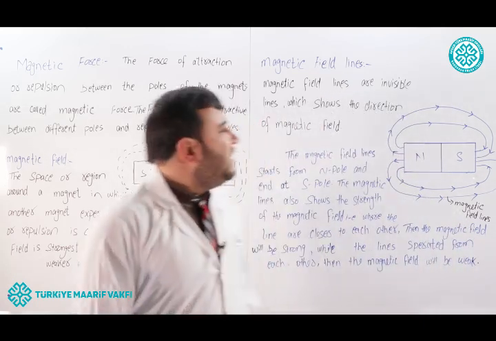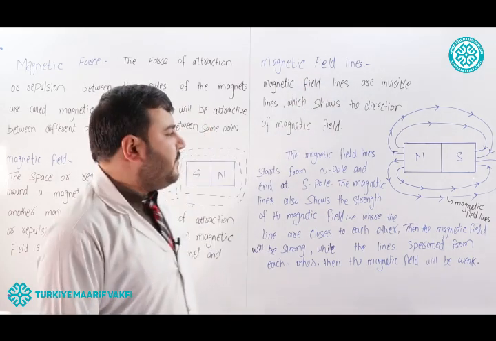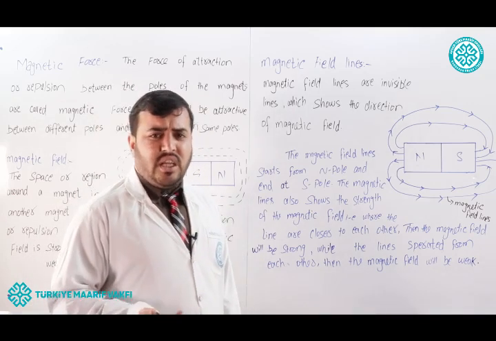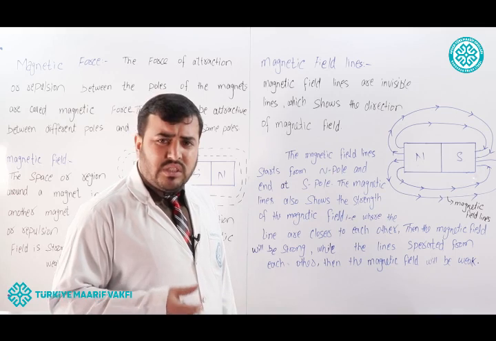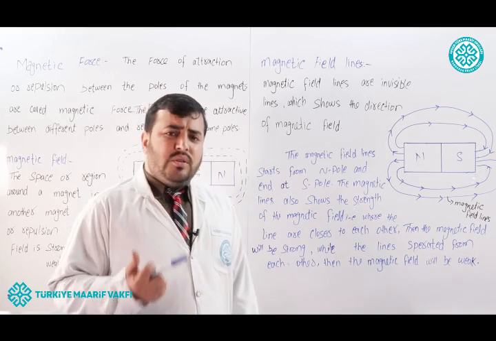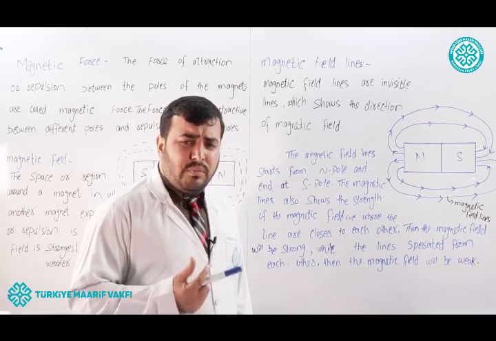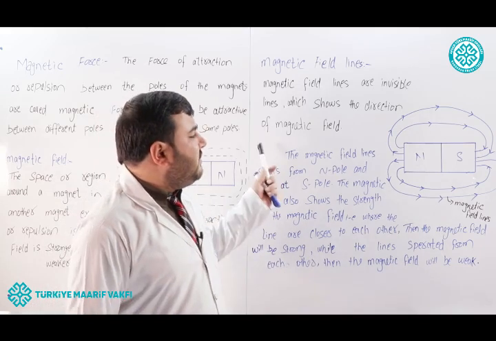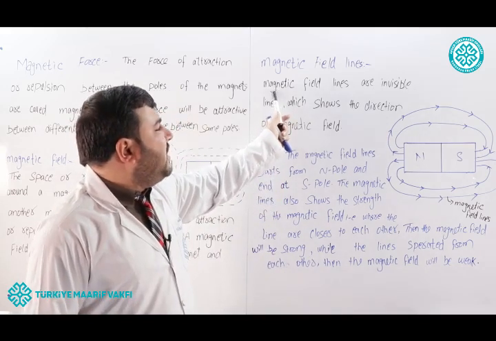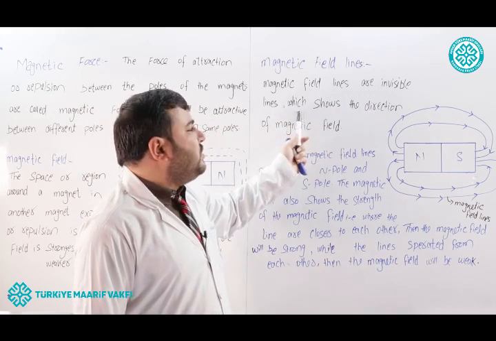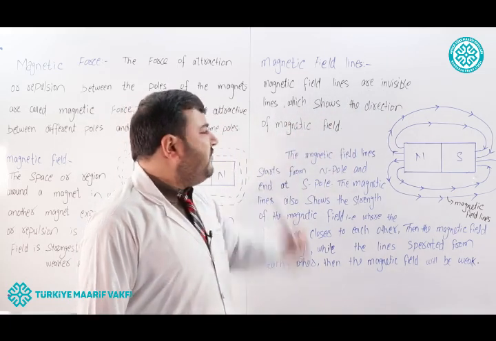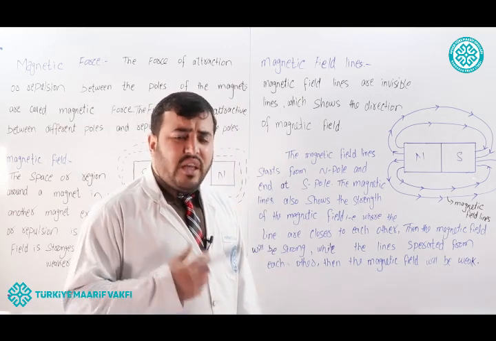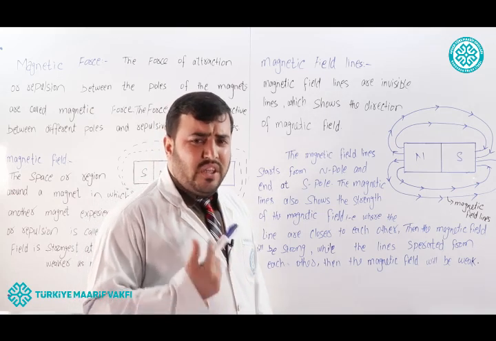Now we will discuss the magnetic field lines. Actually, magnetic field lines are invisible lines. They are imaginary lines. They cannot be seen with the eyes. But to represent the direction of magnetic field, these magnetic field lines were considered. So the magnetic field lines can be defined as invisible lines which show the direction of magnetic field, means they are invisible or imaginary lines which show the direction of magnetic field.